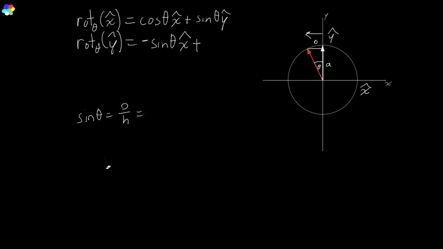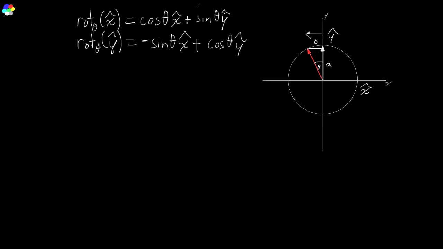Let's erase this. So now we've got to look at the other one, which is going to be adjacent over hypotenuse. So cos theta is equal to adjacent over hypotenuse is equal to y, right? And that's just going to be cos theta times y hat. And yeah. So let's erase all this here. Now, so there's our solution for rotating the x hat and the rotation of y hat.